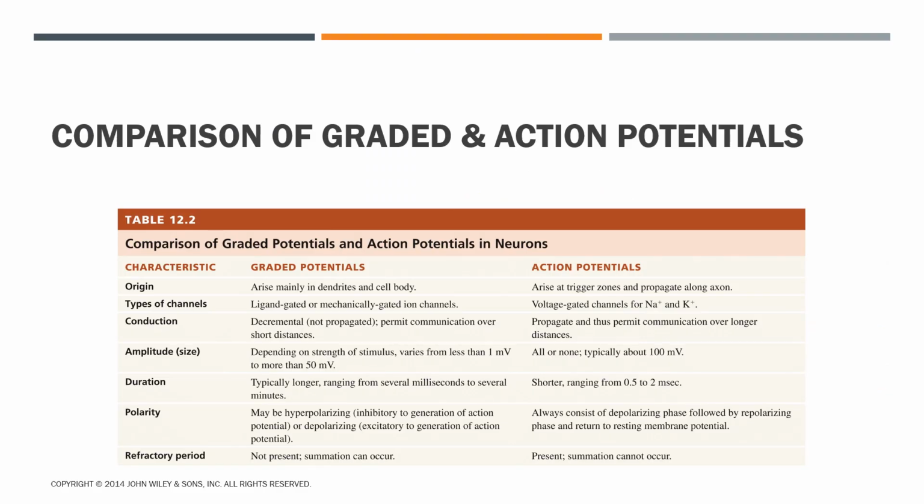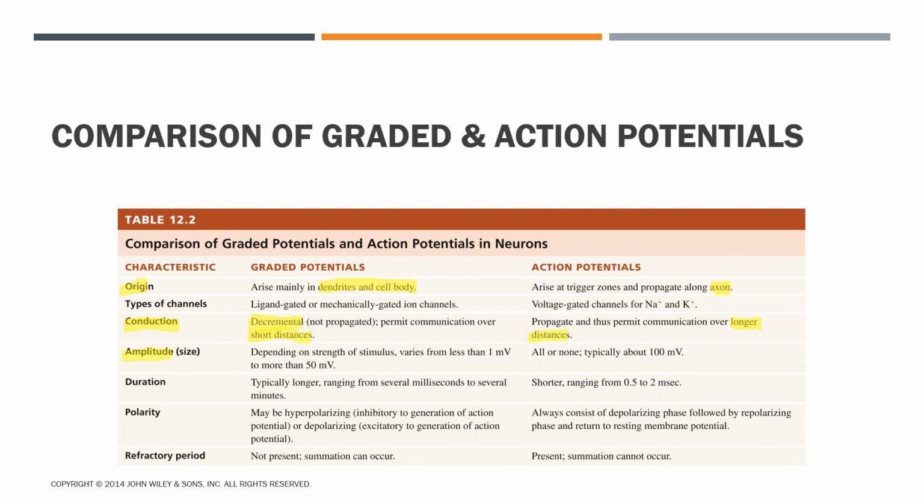So here we have a table that has a really good comparison between the graded and action potentials. Here it shows you the different places that we're going to find them, their origins, mainly the dendrites and cell body, and here we're only going to have them on the axons. The conduction speeds or the conduction abilities, remember in the graded potential they're going to be decremental, so they're going to die out over a distance. So this is really a short distance type of communication, whereas action potentials we can communicate over longer distances.